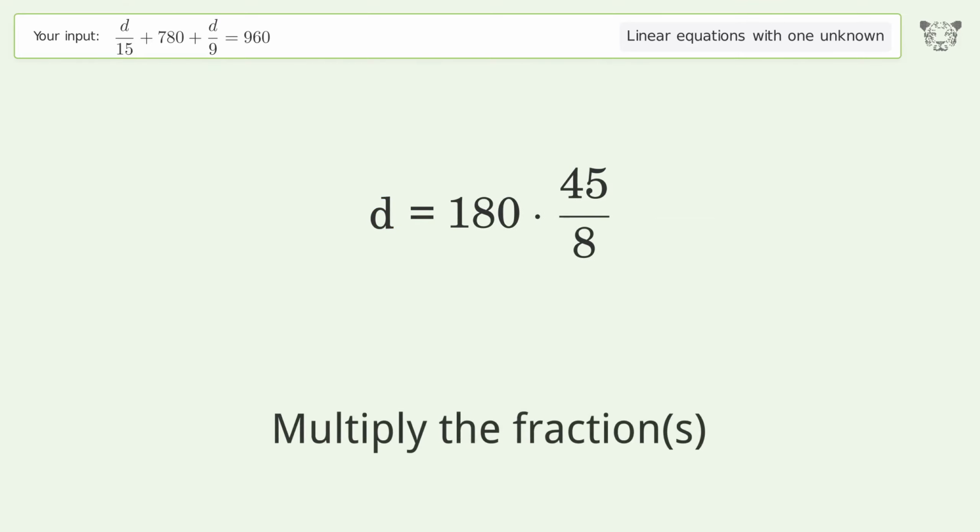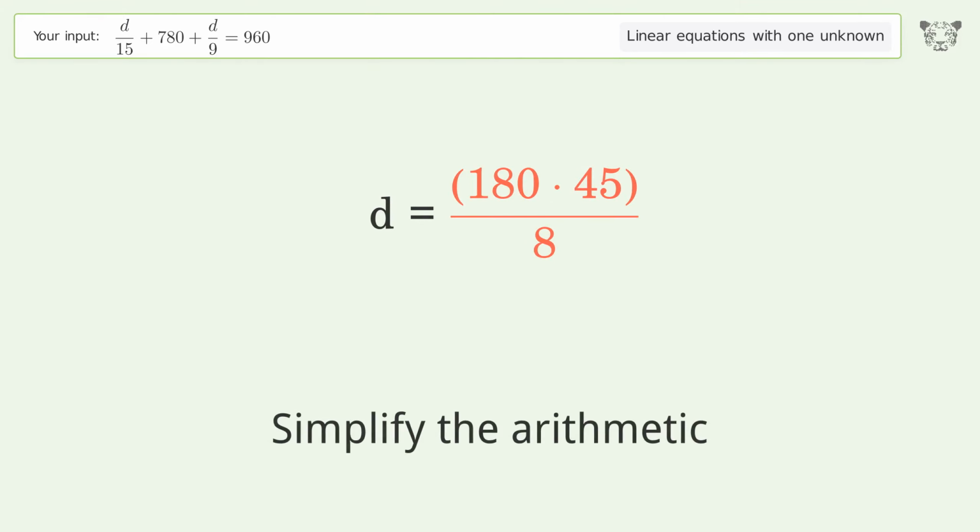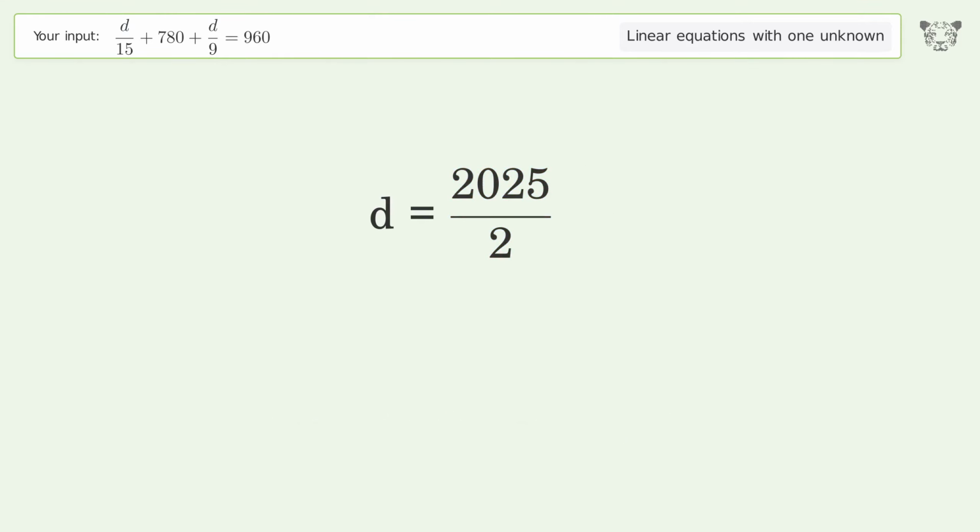Multiply the fractions. Simplify the arithmetic. And so the final result is d equals 20/25/2.